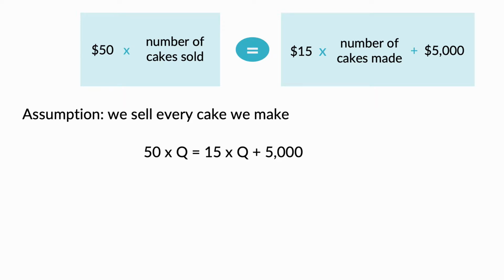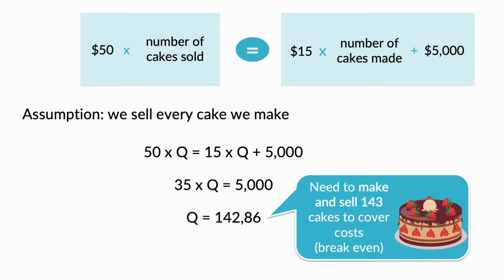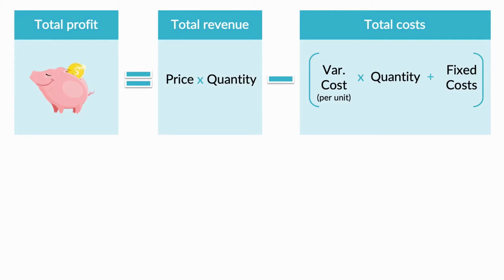So, if we solve this equation, we get to the conclusion that we need to sell 143 cakes every month for $50 each to break even. Above that, we start making a profit. And this is one of the reasons why the cost-volume profit analysis is such a great tool. Since we know that profit is equal to total revenue minus total cost, we can get to an equation that allows us to calculate how many units we would have to produce and sell to cover our costs.